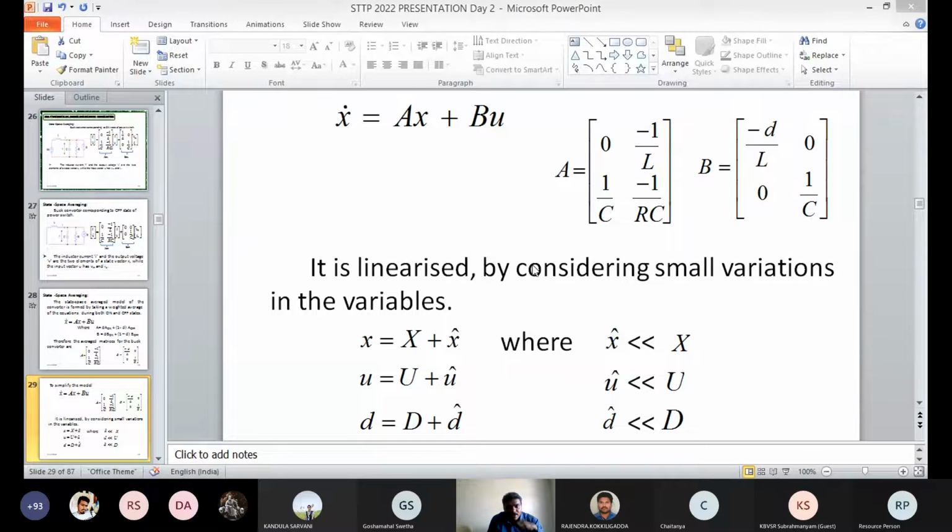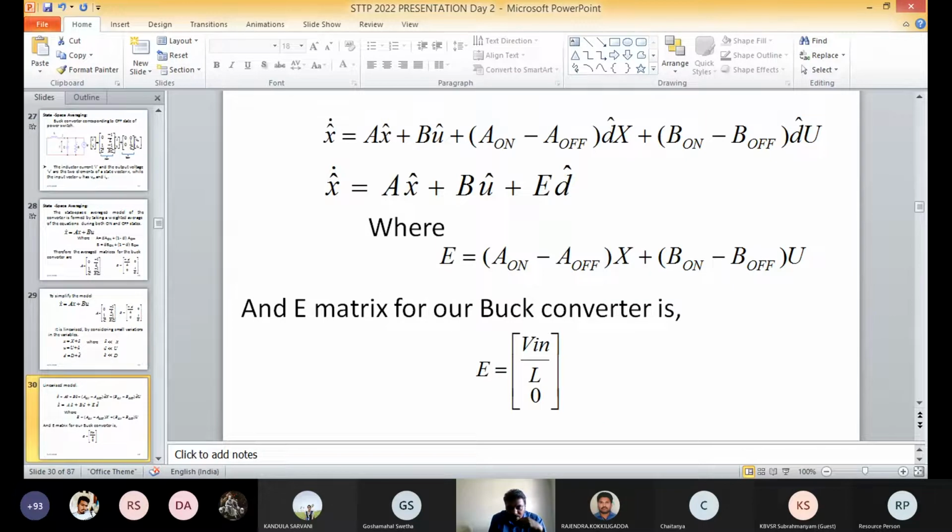We are considering some small signal variations. For that case, we take x equal to capital X plus x cap, where X is the DC quantity and x cap is the variable quantity, and U is the DC quantity and U cap is the small signal variation in the input voltage, and D cap is the small signal variation in the duty cycle. By considering this, finally we get the state model for the buck converter.